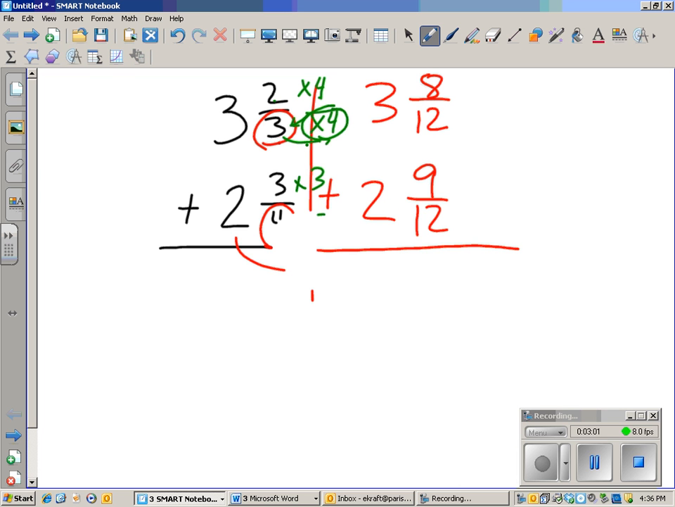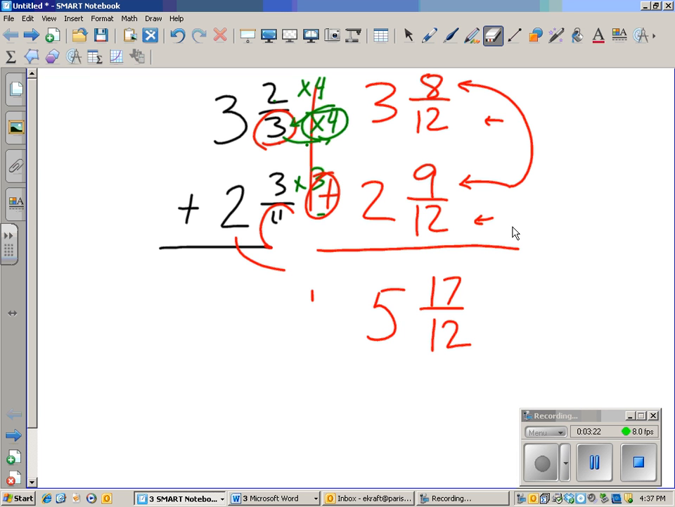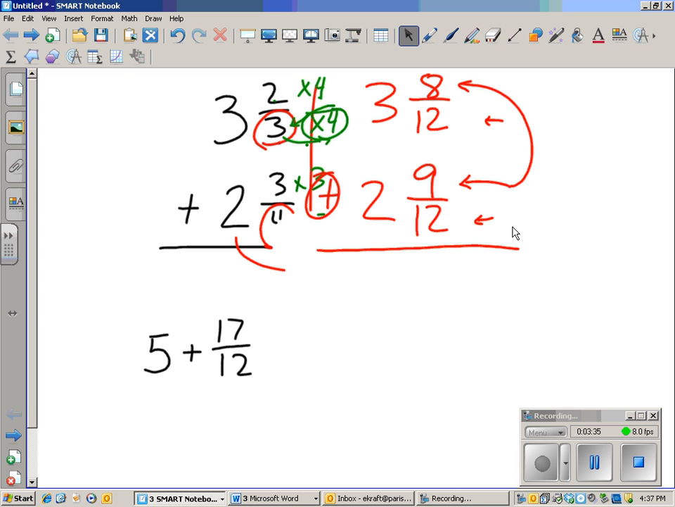So now when I have common denominators, I get to bring my denominator down, keep it the same, and just add my numerators. So I'm going to add 9 plus 8. 9 plus 8 is 17. I'm going to now add my whole numbers. 3 plus 2 is 5. Now when I look at 5 and 17/12, I know that that's actually 5 plus 17/12. 17/12 happens to be an improper fraction. That means the numerator is larger than the denominator, and that really shouldn't happen.